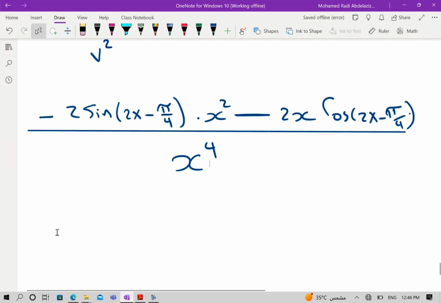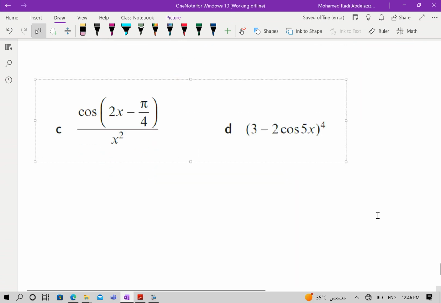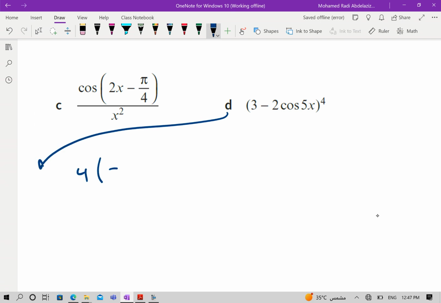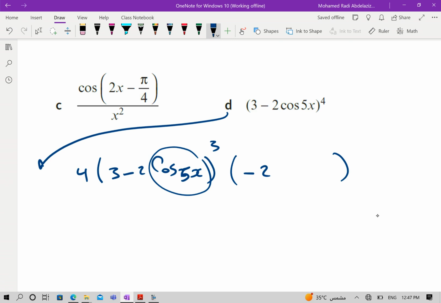Part D. How to differentiate part D? Chain rule. Drop the power, 3 minus 2 cosine 5x, all to the power of 3. Then the derivative of 3 is 0, minus 2. The derivative of cosine 5x is 5, minus, right, plus sine 5x.